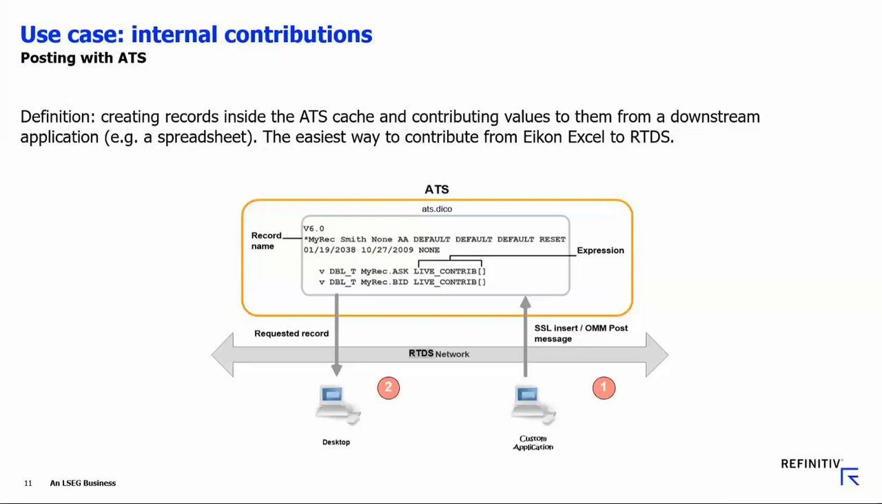The contribution data can be sent through the RTDS network to ATS as OMM post messages without the need for any conversion. If the contribution values are in SSL insert format, they are converted to OMM post messages at the RTDS level before being sent to ATS. Next slide, please.